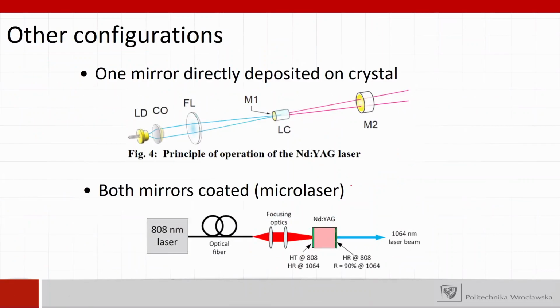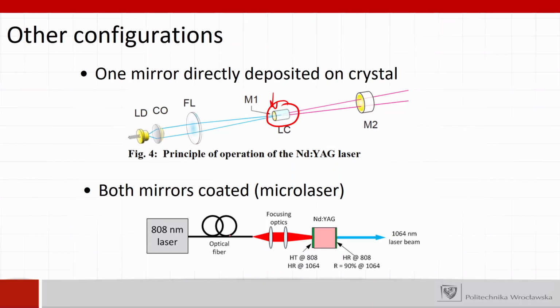So the end pump lasers might have different configurations. For example, one mirror can be directly deposited on the crystal. So we have the crystal here, and you can see that one of the mirrors is directly deposited as a layer on the crystal. So you can just take the crystal to the coating machine, and we can just put the coating on one side of the crystal.